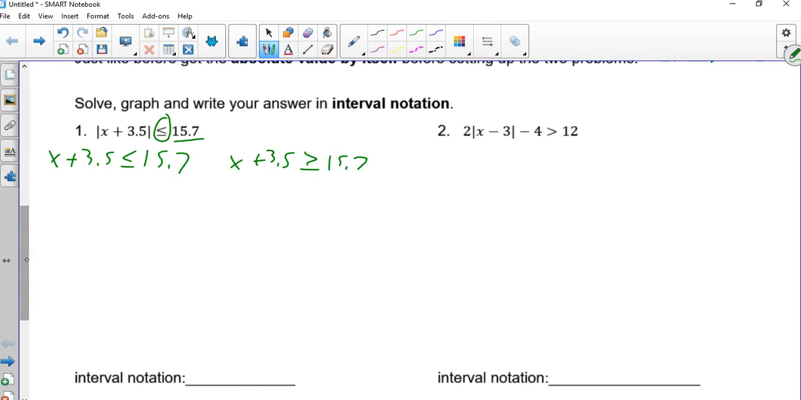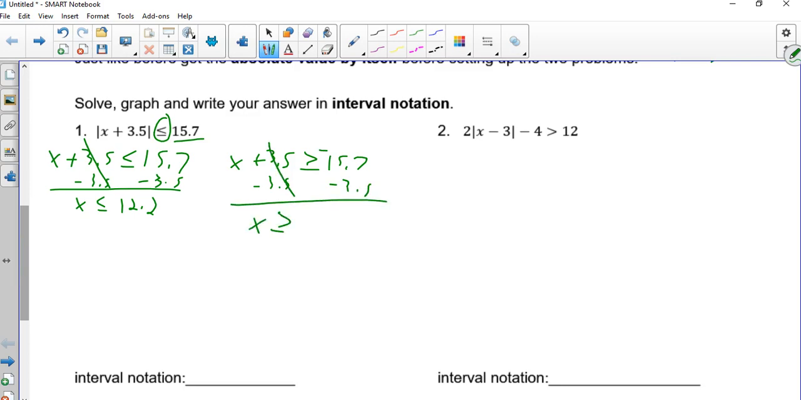Now I'm going to subtract 3.5 from both sides, which gives me x is less than or equal to 12.2. I'm going to subtract 3.5. And this should be negative 15.7. I think I said it, but didn't write it. Minus 3.5 cancels. X is greater than or equal to. I need to add these. So 7 plus 5 is 12. 5, 6, 7, 8, 9. 1. Negative 19.2.